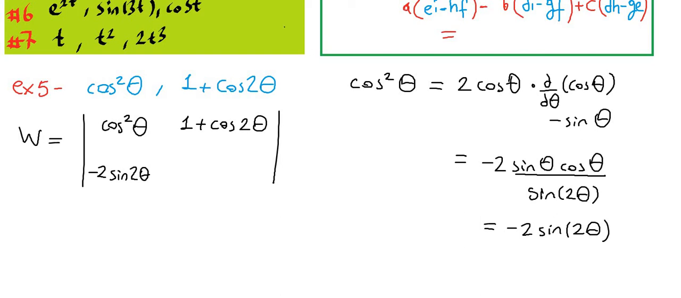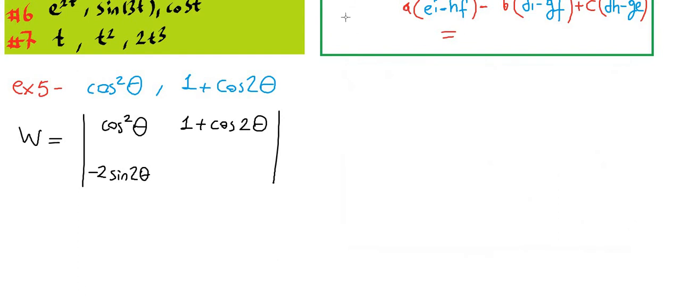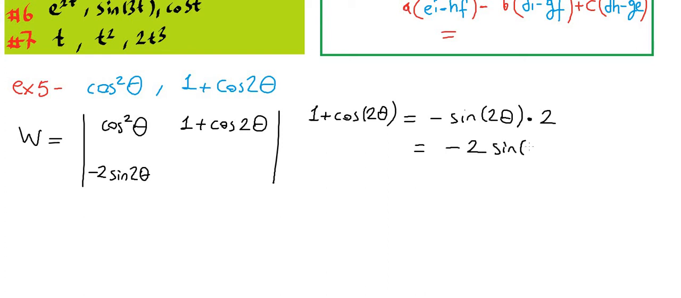Now we're going to compute the derivative of 1 plus cosine of 2 theta. The derivative of 1 is 0. Here we're going to apply the chain rule. The derivative of cosine of 2 theta is negative sine of 2 theta times the derivative of the inside function. The derivative of 2 theta is 2. So if we simplify, negative 2 sine 2 theta. So our second entry here is negative 2 sine of 2 theta.